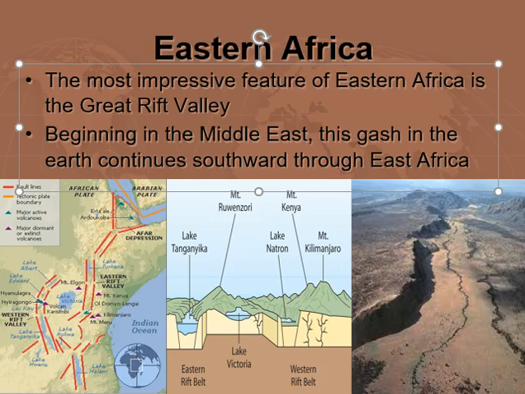A very impressive feature in Eastern Africa is called the Great Rift Valley. It begins in the Middle East and it continues southward through East Africa. It is referred to as a gash in the earth, a big crack in the earth. That's how they're going to refer to it on your test. So it begins in the Middle East and runs southward, but it is considered to be a gash in the earth. The Great Rift Valley. Make sure you know that that is a test question.